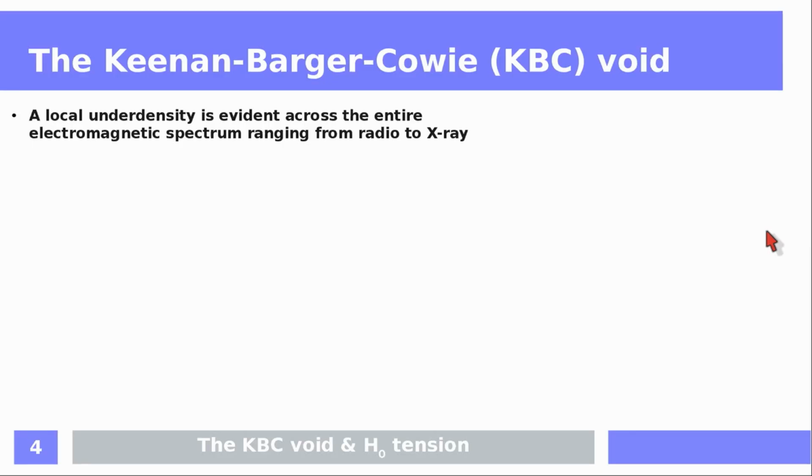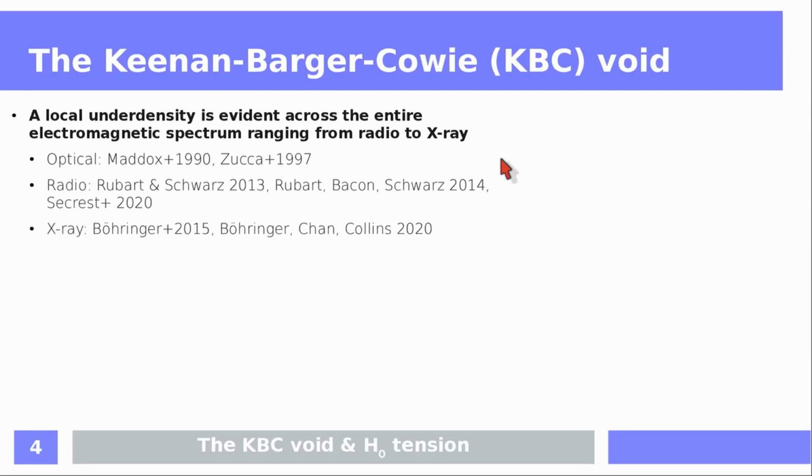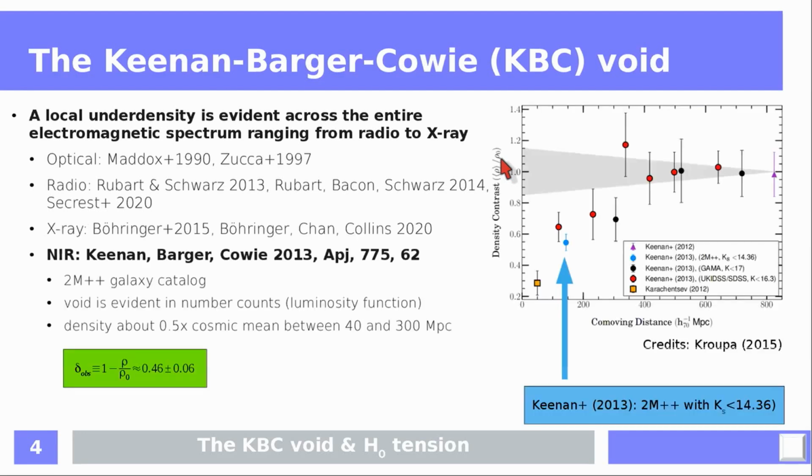Hello, everyone. I'm going to start off by briefly explaining the observations that motivated us to do this project. And these are related to the Keenan-Barger-Cowie void. So although it's named after these three people, in fact, there's a lot of additional evidence beyond just their paper. A local underdensity is actually evident across the entire electromagnetic spectrum, from radio to X-rays. So here's some references which are discussed in our article as well. The most important that we were using is this Keenan-Barger-Cowie paper from 2013.